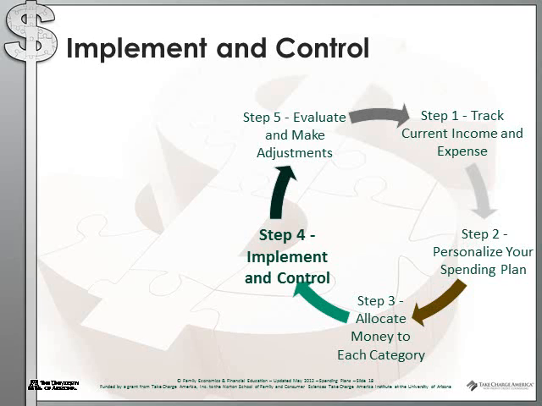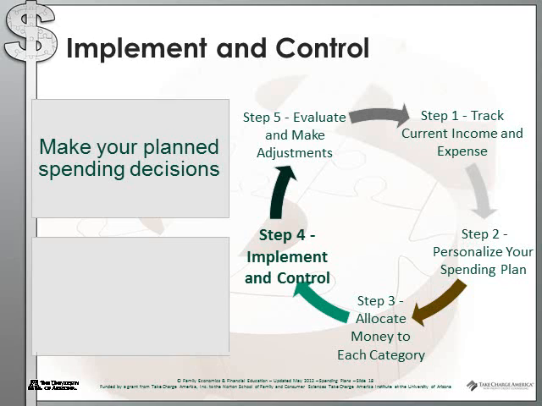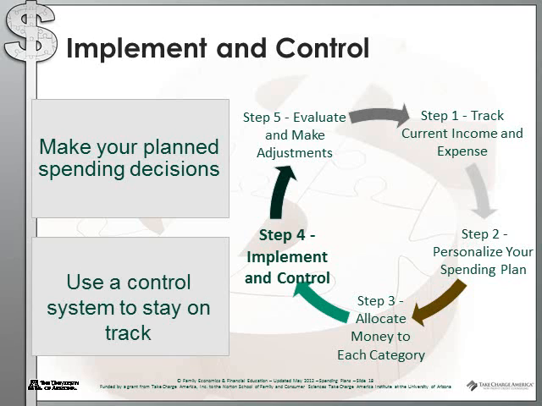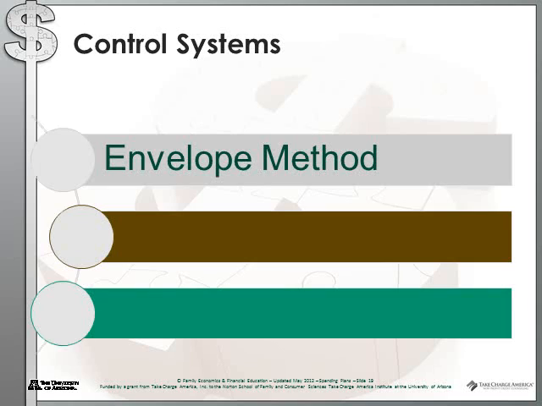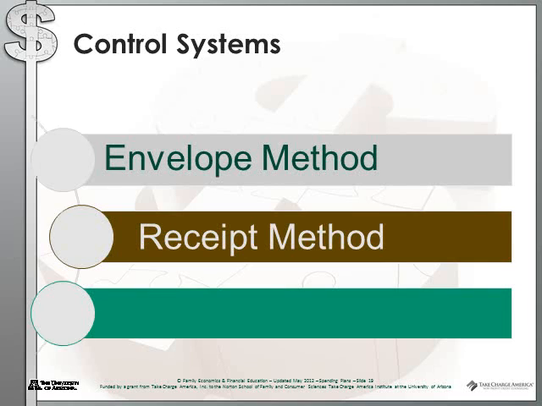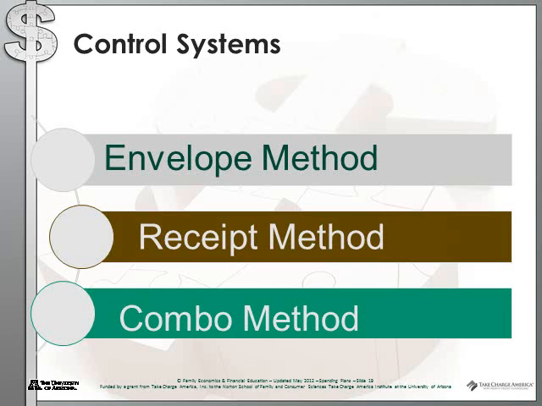Once you have created a spending plan, you need to ensure that you make those actual planned spending decisions. This is the hardest part of the spending plan process for most. There are many types of control systems to help you stay on track. The 3 most common methods of controlling your spending are the envelope method, the receipt method, and the combo method. Let's talk a little about each method.